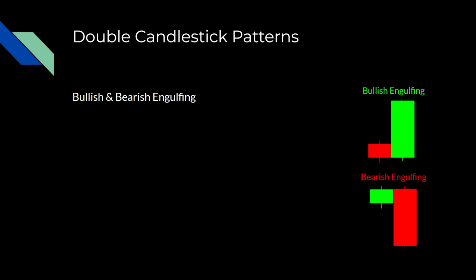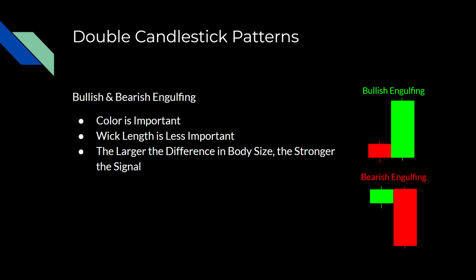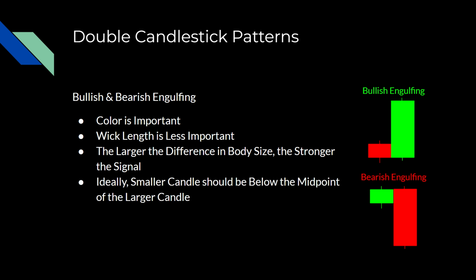We will now cover the bullish and bearish engulfing. For these candlestick patterns, the candlestick color is important. The length of the wicks are less important. The larger the difference in body size between the first and second candle, the stronger the signal. Ideally, the smaller candle should be below the midpoint of the larger candle.